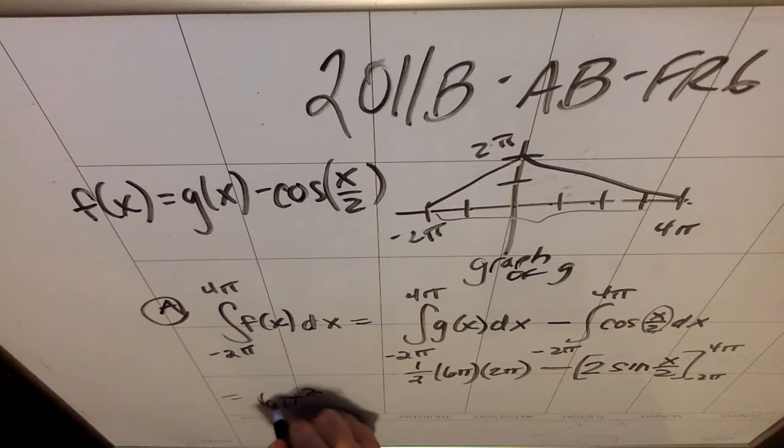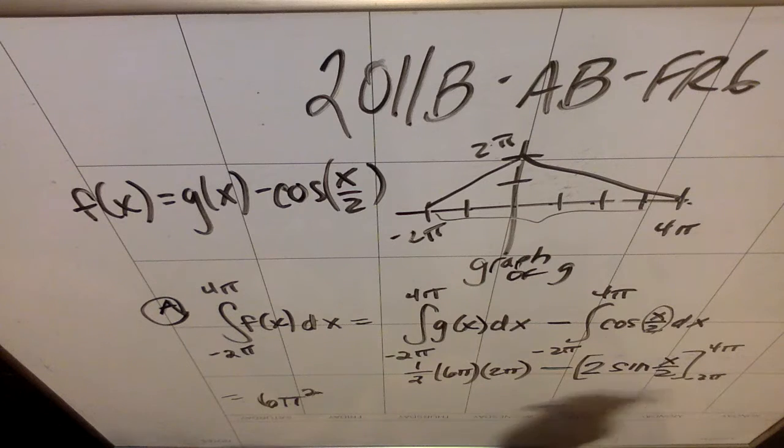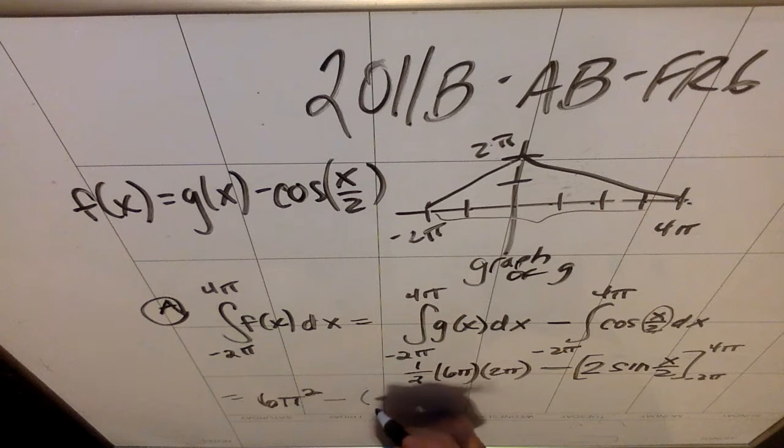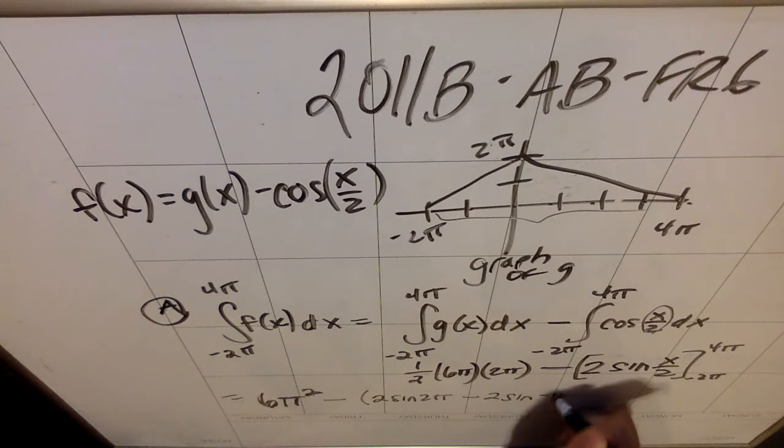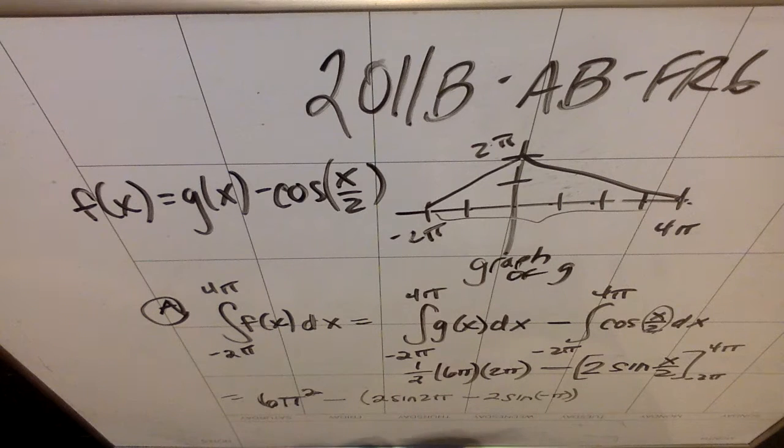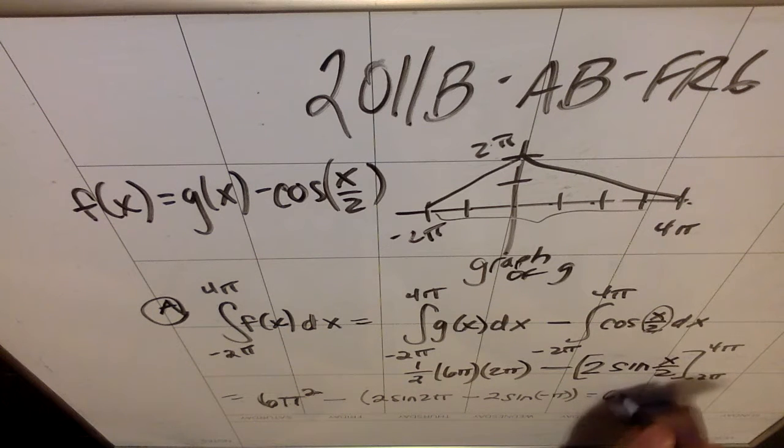So I'm going to get this as 6 pi squared. And then when I plug in these values, I'm going to get minus 2 sine of 2 pi, which is totally a 0, minus 2 sine of negative pi, which is also totally a 0, because sine of all the pi's are zeros. So I'm going to end up getting that my final answer is just 6 pi squared. It turns out that that whole second bit didn't matter in this instance, and it was just 6 pi squared.